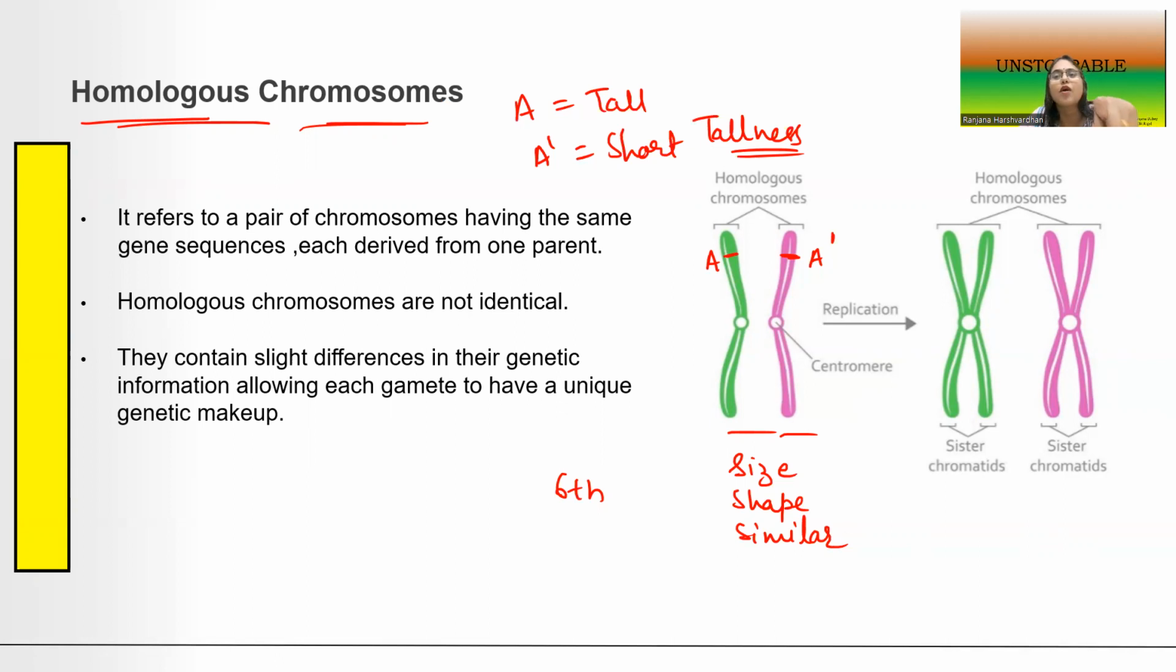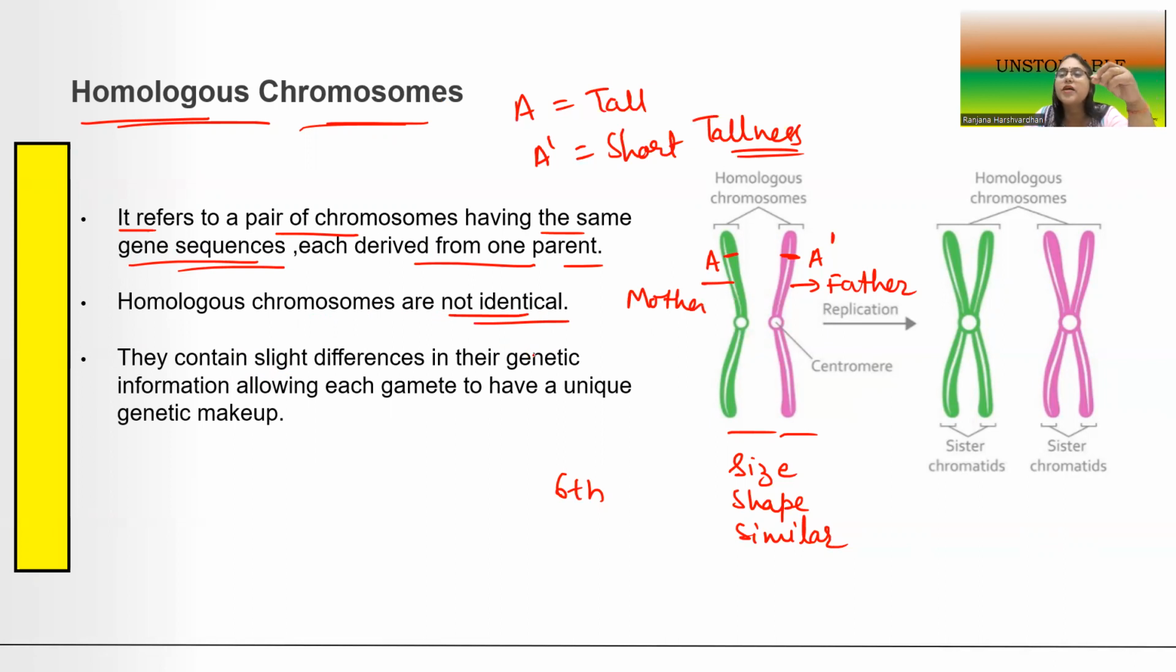So such pairs are called homologous chromosomes. Let me give a reading. It refers to a pair of chromosomes having the same gene sequences, each derived from one parent. So one may have come from the mother and the other from the father. Both will have the same shape and size. Okay. And they might have very slight differences. So I'd say that they are not completely identical. They will be similar in shape and size.